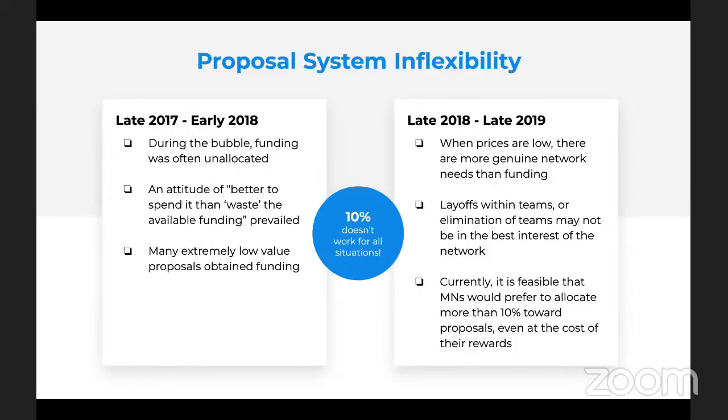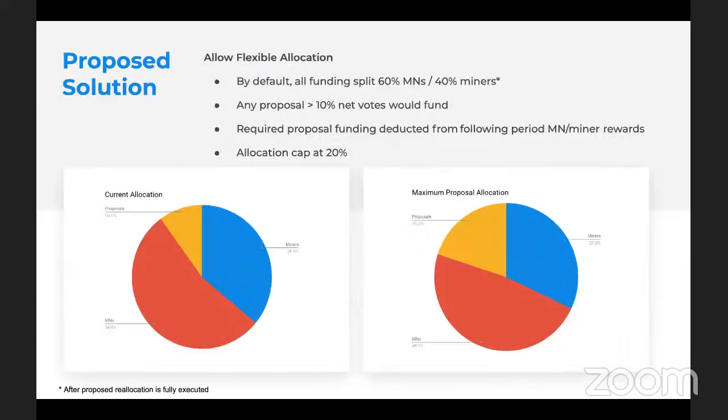So if you flip to the next slide, our proposed solution is quite simple. This is one that Eugen had put forward, or a version of it. And what it is we talked about how the funding split, currently 50-50 between masternodes and miners, may shift to 60-40. So for the purposes of illustration here, I've assumed that in the long run we end up at 60-40.